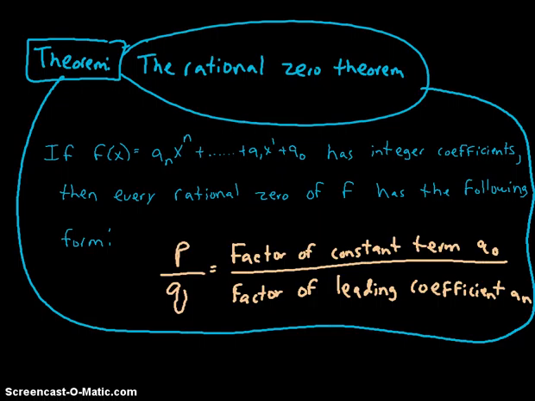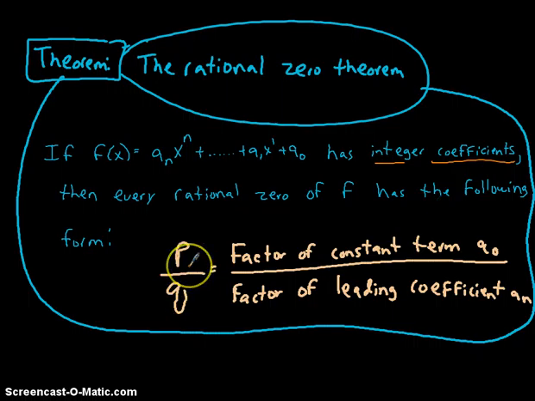Basically what it says is, f of x is a polynomial. This is a polynomial where we start off with a sub n to some degree, all the way down to some constant term where you don't have an x variable. So f of x is some polynomial that has integers as all of its coefficients. So integer coefficients is an important part of that. Then every rational zero of f has the following form. So if I want to find the rational zeros, every rational zero has the following form.